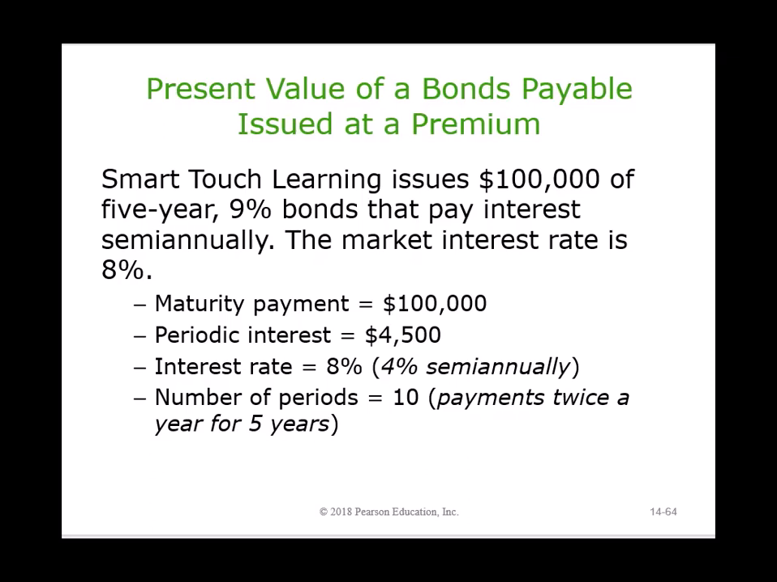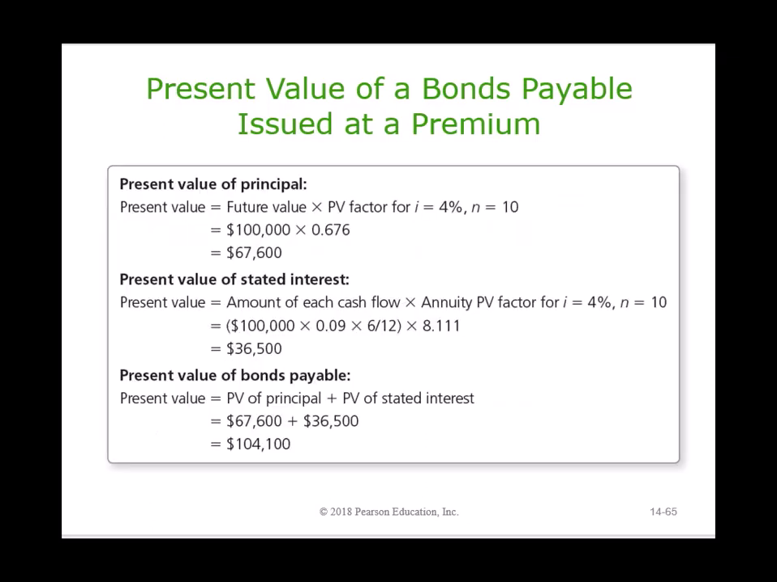Interest rate, remember, we always use the market rate as our interest rate. When we're doing our present value calculations, you're always looking for that market rate. The stated rate determines the interest payment, but it's the market rate that determines our present value calculations. So in this case, it's 8%, but because it's paid semi-annually, it's going to be 4%. Number of periods, it is going to be 10 interest periods because we are paying payments twice a year for 5 years. And our calculations are going to essentially look exactly the same as they did with the discount problem that we just worked, okay?